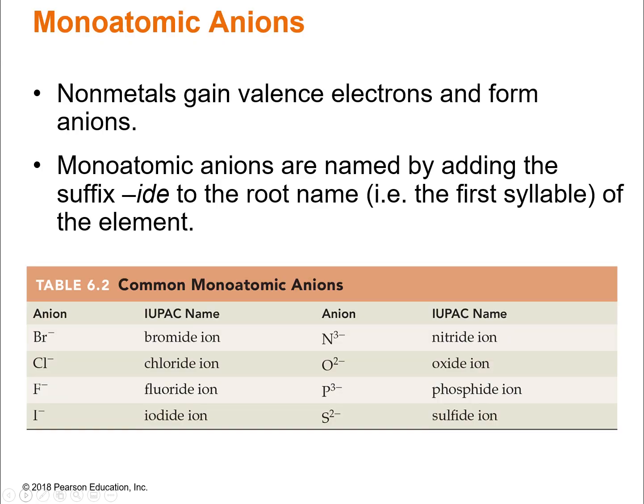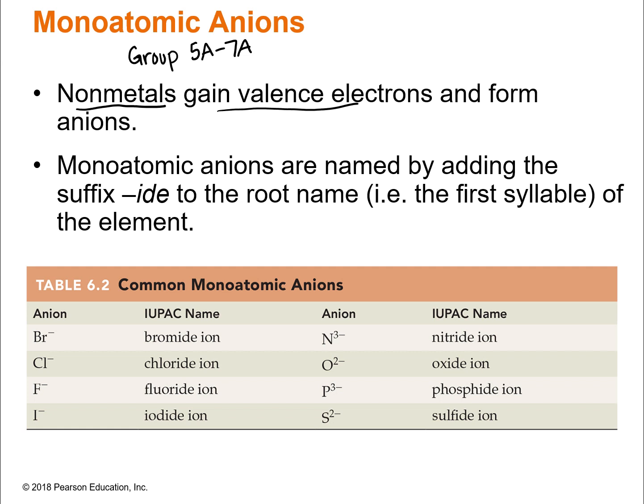Let's move on to the monoatomic anions. Again, we covered these at the end of chapter 5, not the naming part, but how to make an ion and what electrons are lost or gained. With monoatomic anions, we're looking at nonmetals. And specifically, we're looking at groups 5A through 7A. All of those nonmetals in those groups will form monoatomic anions. And they do so by gaining valence electrons.